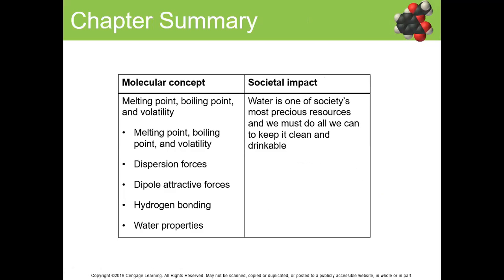All right, so in summary for this, we've got a discussion on melting point, boiling point, volatility. Melting point, boiling point, and volatility all result from intermolecular forces: dispersion, dipole, hydrogen bonding. And please go watch the short little videos on those. We've talked about the properties of water. The physical properties of water primarily come from its structure, how it's put together, and these intermolecular forces. And as a society, we learned that water is one of the most precious resources. Societies live and die by water, and we need to do everything we can to keep it clean, safe, and drinkable.